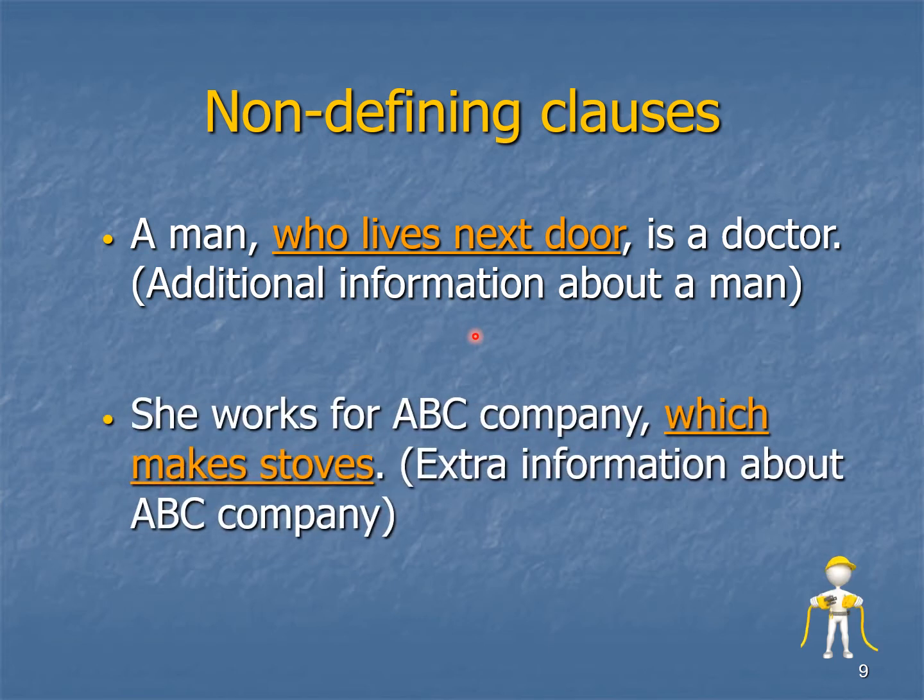The next example. She works for ABC company, which makes stoves. So this part did not tell us much about ABC company in here. It's just the extra information about ABC company only. All right, short one.